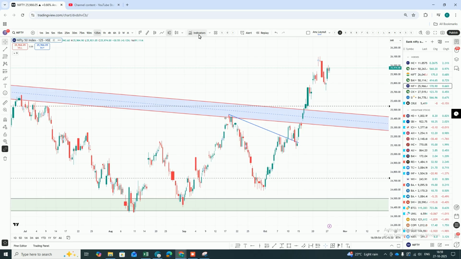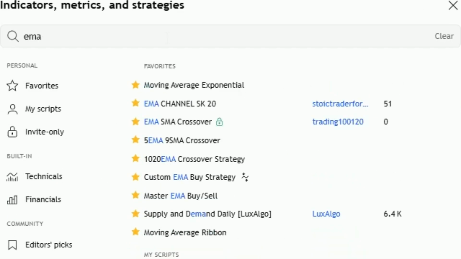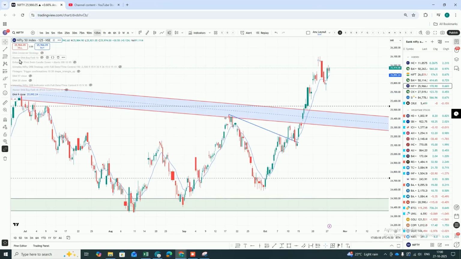You just have to go to indicators. Click on indicators, click on EMA, and you will get the moving average exponential. In some broker terminals, you might see exponential moving average. Both are the same. First, let's add this on the chart. When you add this, by default it will be 9 EMA.